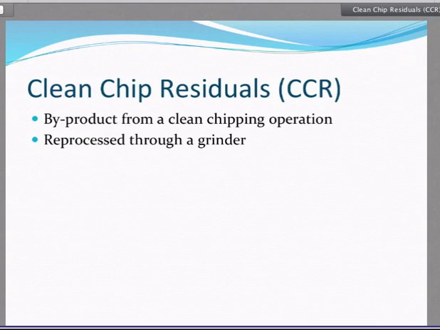The second category that I think about when I talk about biomass and fuels is clean chip residuals. It's important to understand that this is a byproduct from a clean chipping operation. So if you don't have clean chipping, you don't have any of this material, and it's almost always going to be reprocessed through a grinder, which means that the quality of the material is probably not as good in terms of the actual pieces. It's not going to be as good as what you get from a chipper.